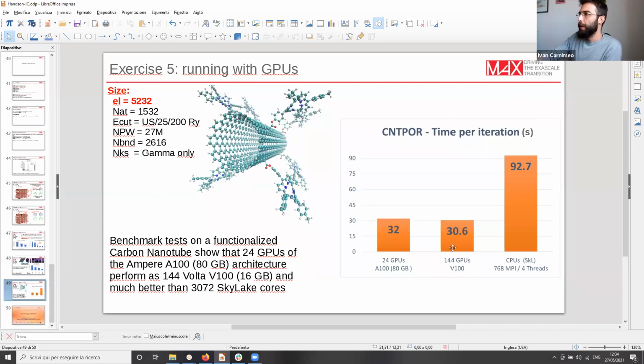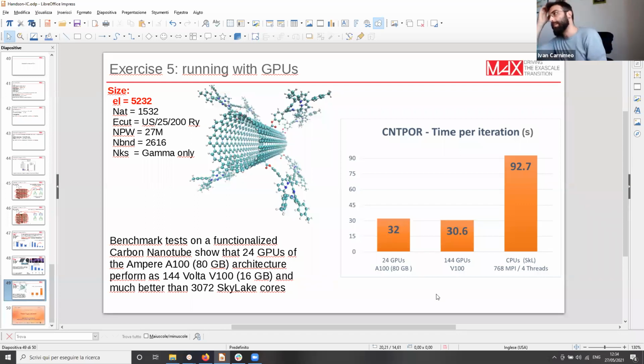The same iteration you can do in 30 seconds using 144 Volta GPUs. These are the same GPUs of the cluster Marconi 100 that we are using now for this hands-on. And about the same time, 30 seconds, using 24 GPUs of this new Ampere family. So here you are using 3,000 cores, here you are using 144 Volta GPUs, and here you are using 24 Ampere GPUs.